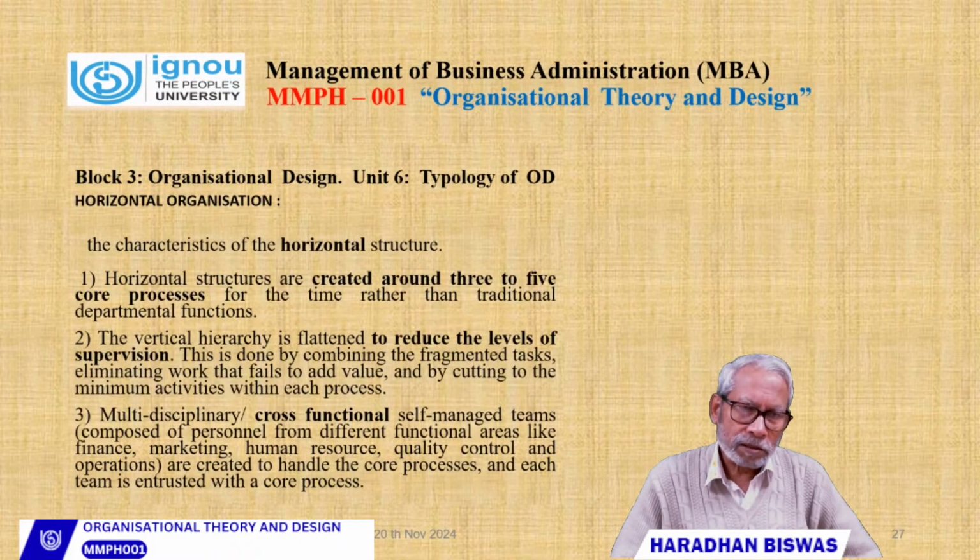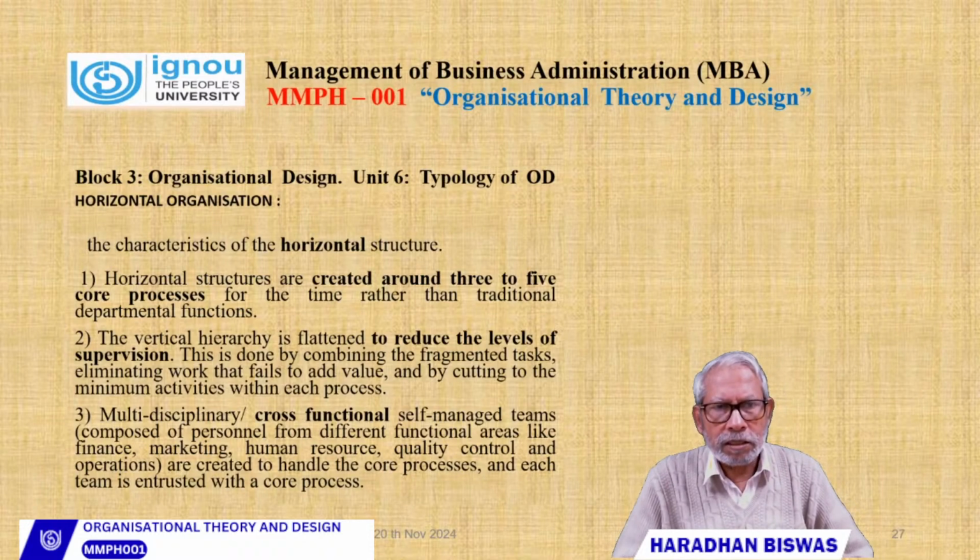Now horizontal structures. Now we have to see the horizontal structures. It is created around the 3 to 5 core processes rather than traditional departmental functions. The vertical hierarchy is flattened to reduce the level of supervision, because in the vertical system a lot of supervision is required since so many levels are there. But in this case, when it is flattened, there is no hierarchy. Basically, levels are really hardly 1 or 2.